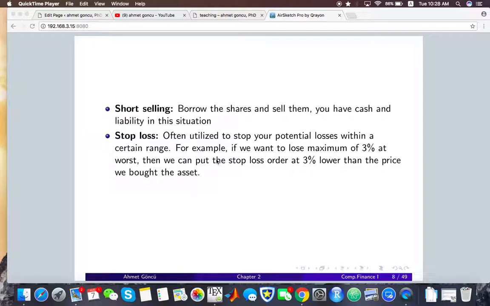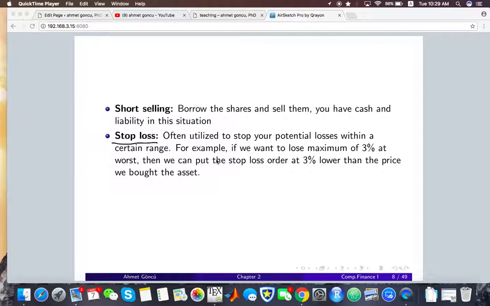Finally, I want to talk about short selling and stop loss. Short selling means you are borrowing the shares from someone else and selling them, and you need to give back the shares at a later time, speculating that the price of the share will go down in time so that you will make a profit from this transaction. In this case, you have the cash and a liability because you borrowed the shares and you need to give them back later on.